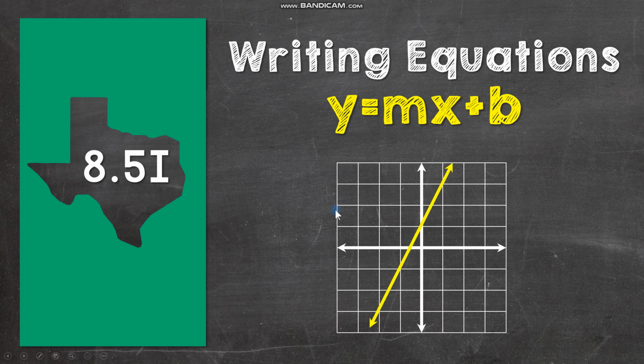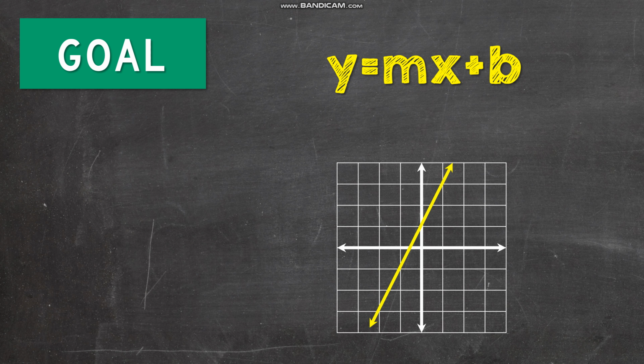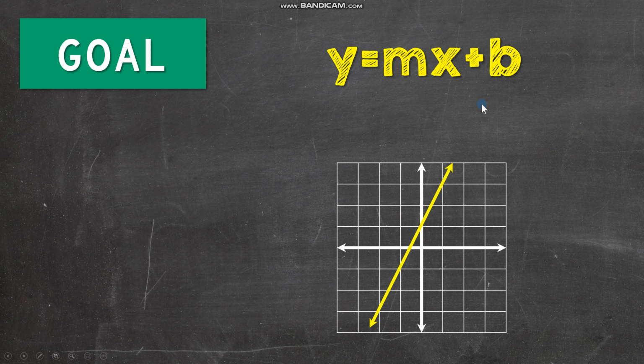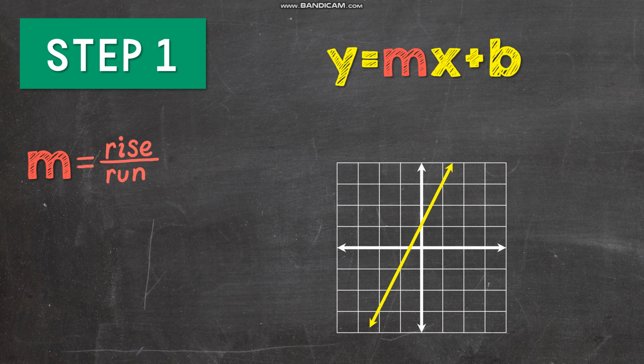So when you have a graph, how do you find the equation of a line? You have to keep in mind that your goal is to fill in the equation y equals mx plus b. So that means that our first step is to find the value of m. What does m represent? M always stands for slope, and slope is rise over run.